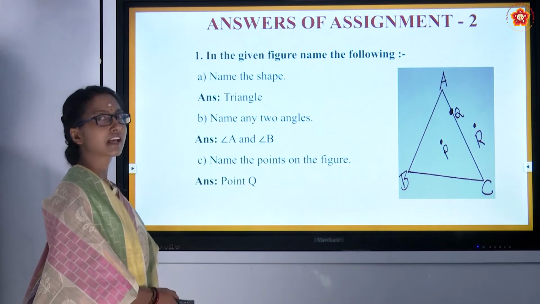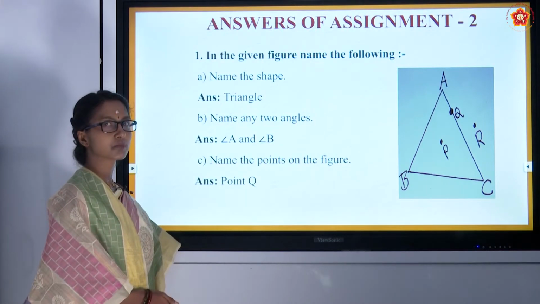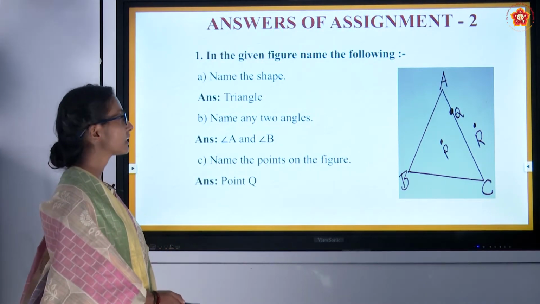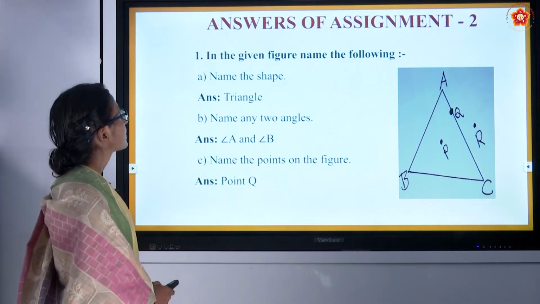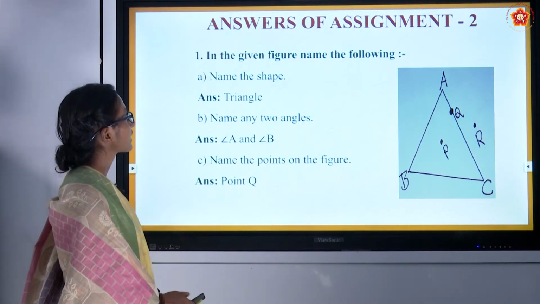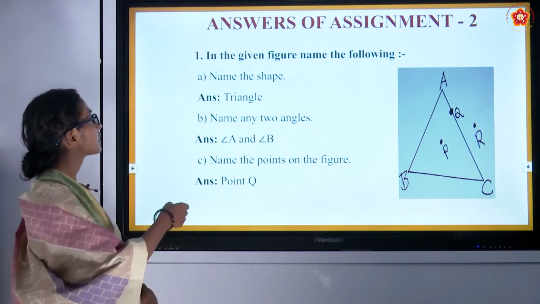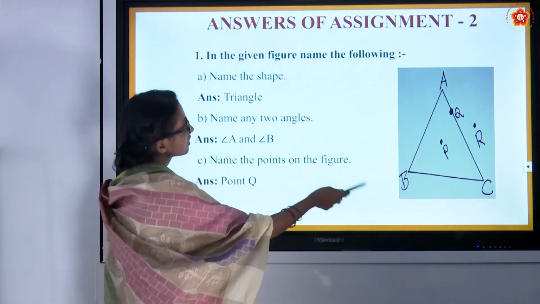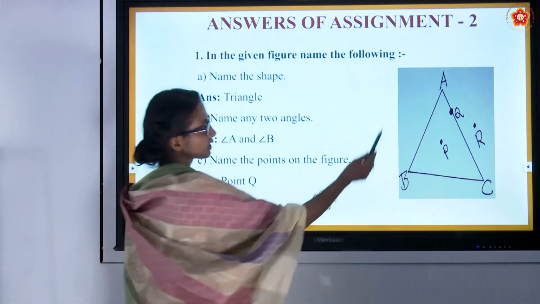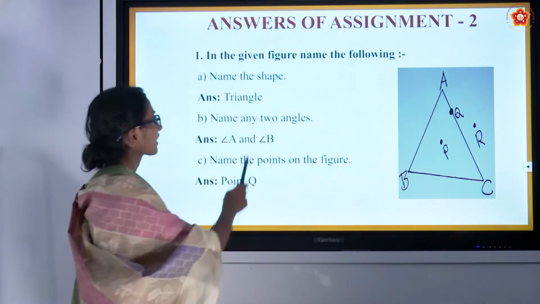In the last class, I gave some assignment questions, so let's see the answers for them. In the given figure, name the following. First one is, name the shape. The shape of this figure is triangle.